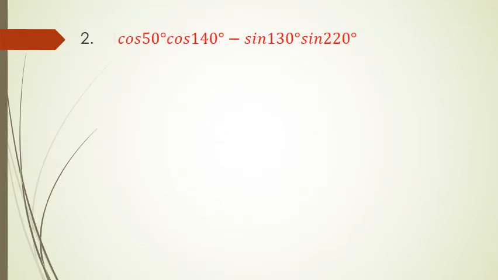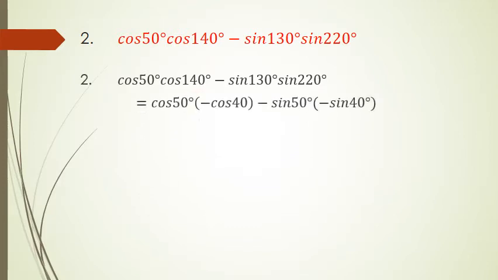Question number 2. Cos 50 degrees, cos 140 degrees, minus sine 130 degrees, sine 220 degrees. Now in this expression, 3 of the angles are not acute, so we must deal with these first. So that's equal to cos 50. Now 140 degrees is in the second quadrant. In the second quadrant, cosine is negative, and that reduces to cos 40, which is 180 minus 140.